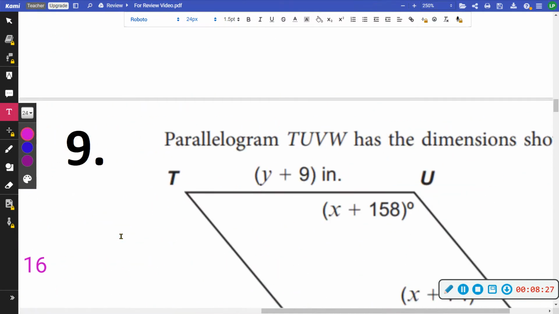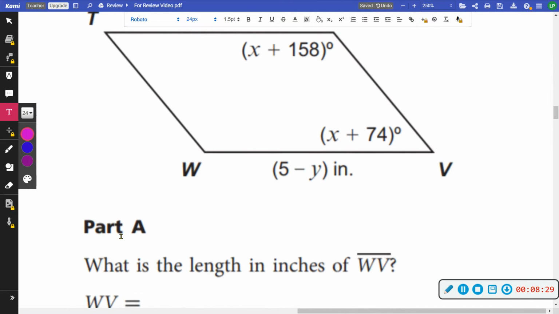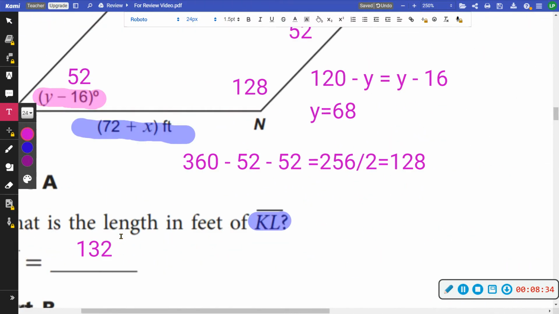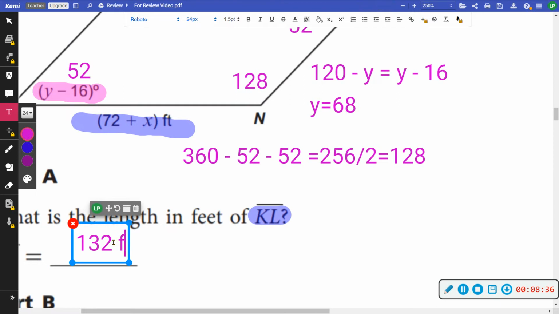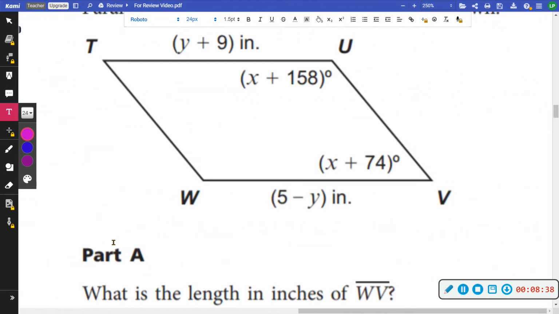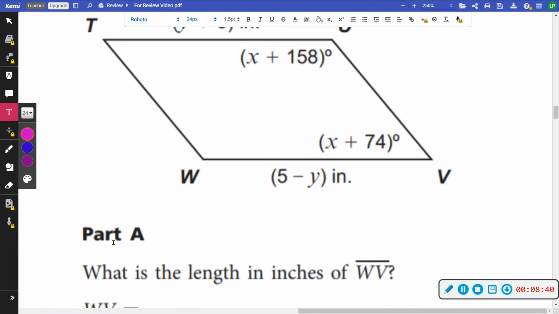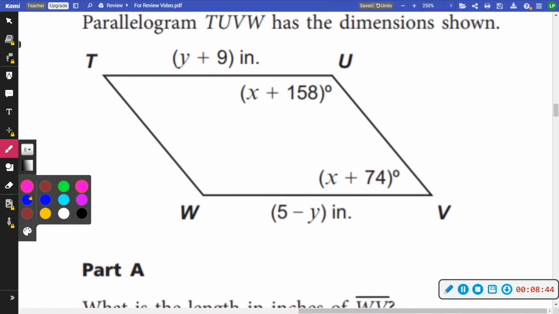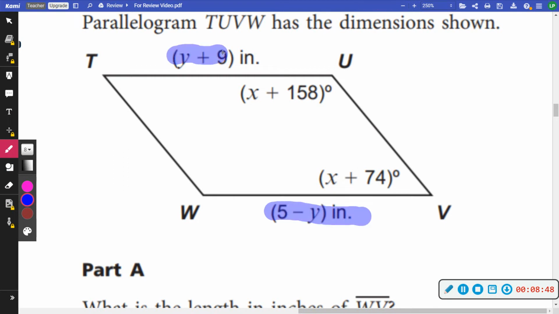All right, next one. What is the length in inches? So I really should go back and put feet on that one. What is the length in inches of WV? Well, it's a parallelogram. They say it right here. So I know that this equals this.